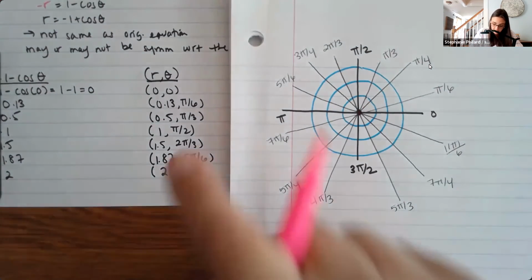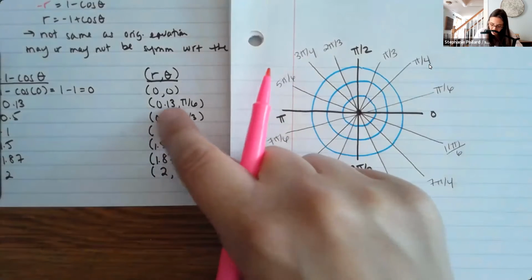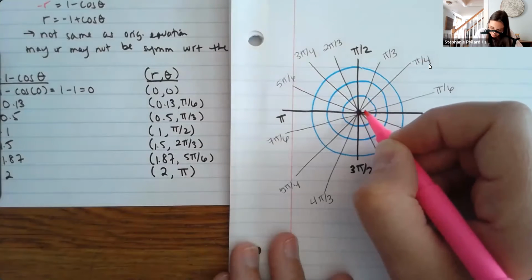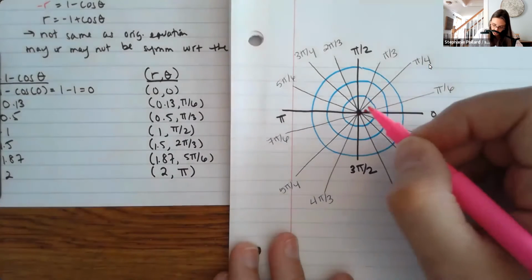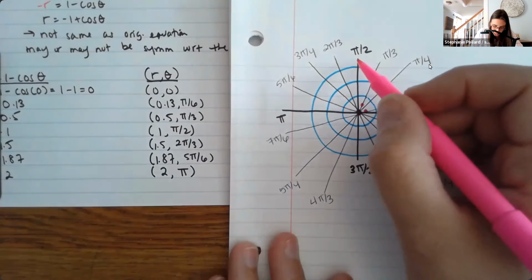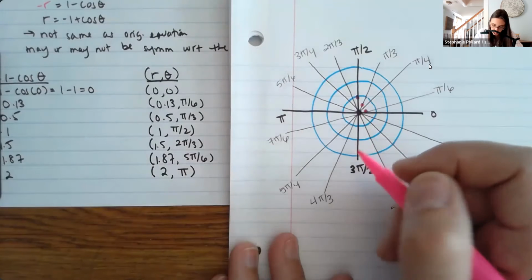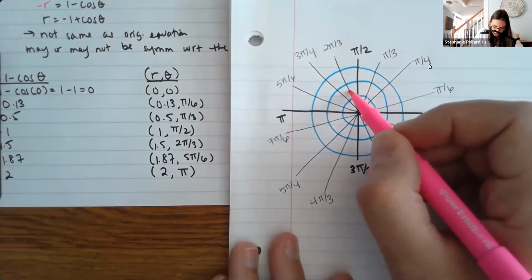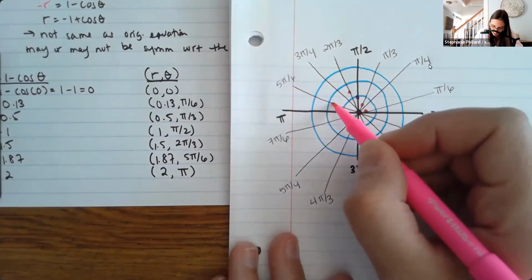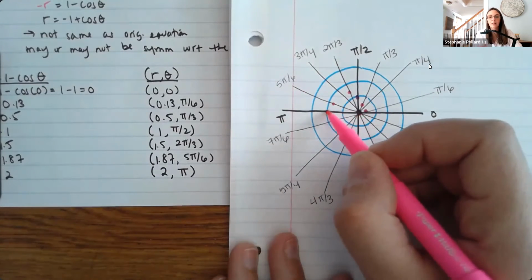And then my angle is pi over 6, and I'm going out 0.13. So I'm just going out a little bit here, maybe like right here. And then my angle is pi over 3. I'm going out a half, so about right there. And then at pi over 2, I'm at the 1. At 2 pi over 3, I'm at 1.5. At 5 pi over 6, I'm at almost 2. And then at pi, I'm going to be at 2 exactly.